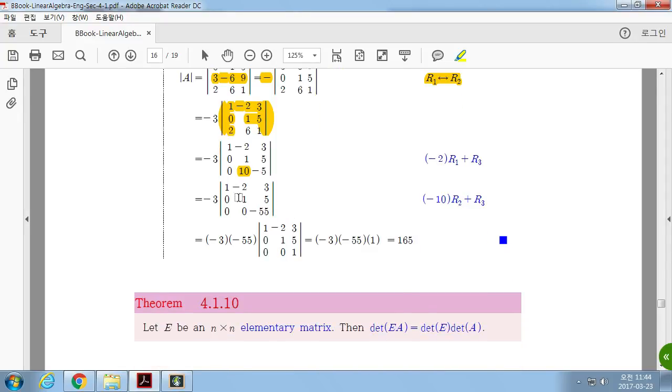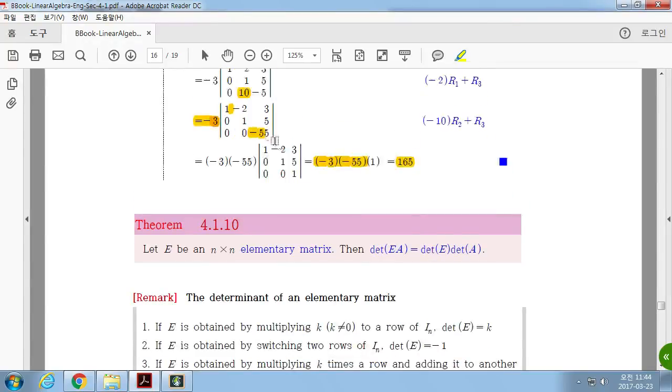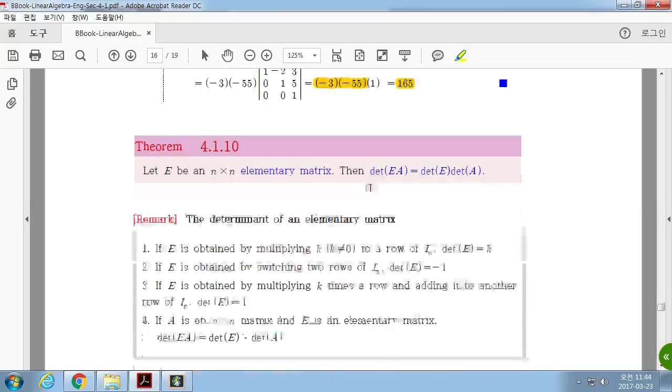Then what is this? This is a triangular matrix. So the determinant of this is 1 times 1 times minus 55. Okay, so minus 3 times minus 55 is the determinant of the original matrix, like that. You can subtract minus 5 earlier before, but you can get it from here right away.